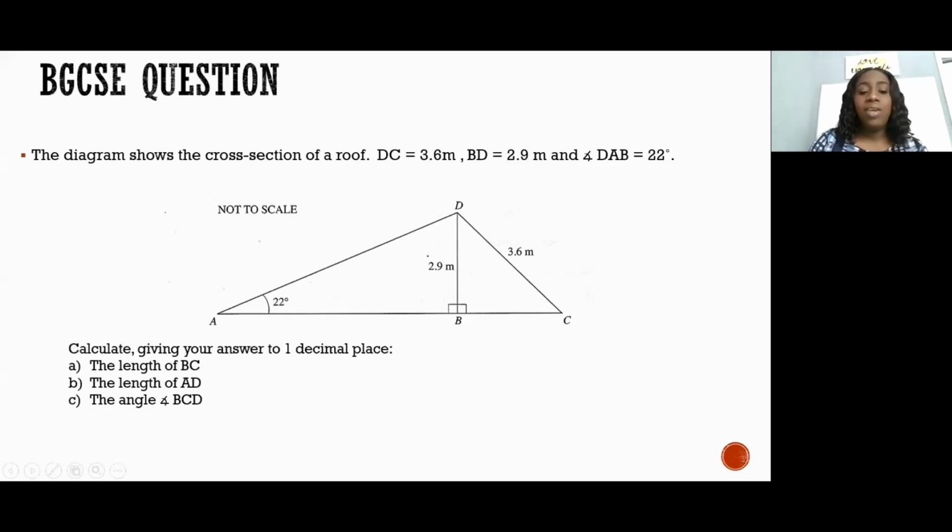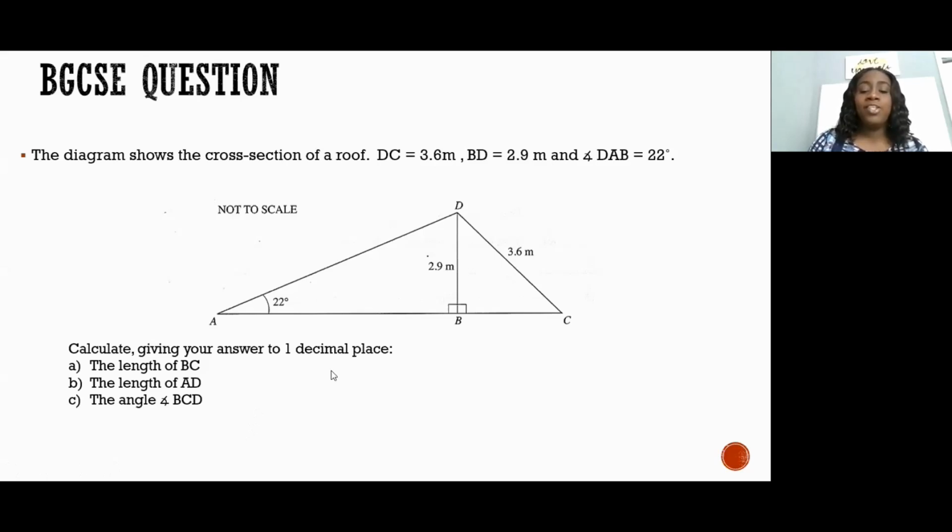Calculate, giving your answer to 1 decimal place, and it has 3 parts. Part A, the length of BC. Part B, the length of AD. And part C, the angle BCD. Now, if we look at this carefully, I've got 2 right angles in there.